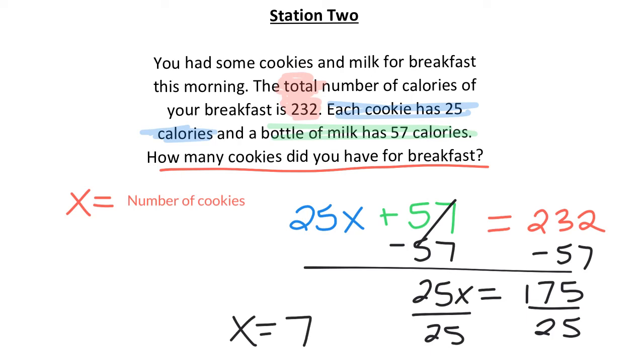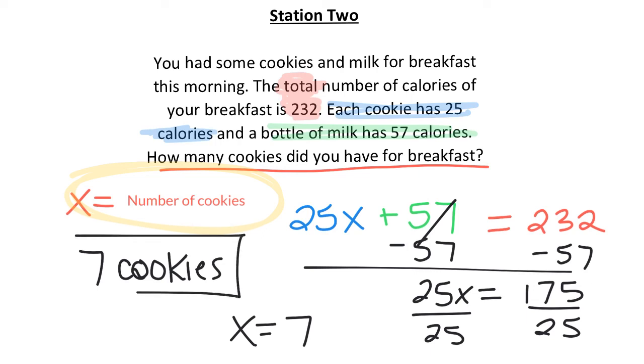And remember, we're not going to just leave that as a 7. We're going to put a label on that. Remember, x was number of cookies, so when I answer this question, I'm going to say 7, what? 7 cookies. All right, 7 cookies for breakfast sounds like a great start to the day. There you go. You just successfully set up an equation to model a scenario and solve to find the missing value. Congratulations!